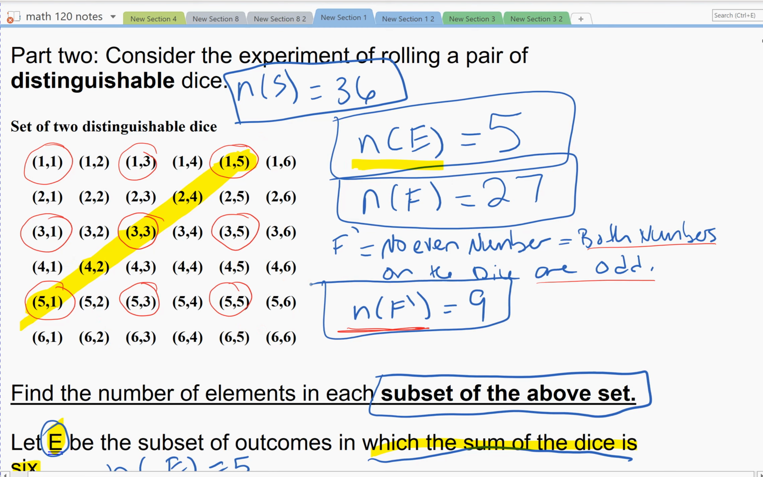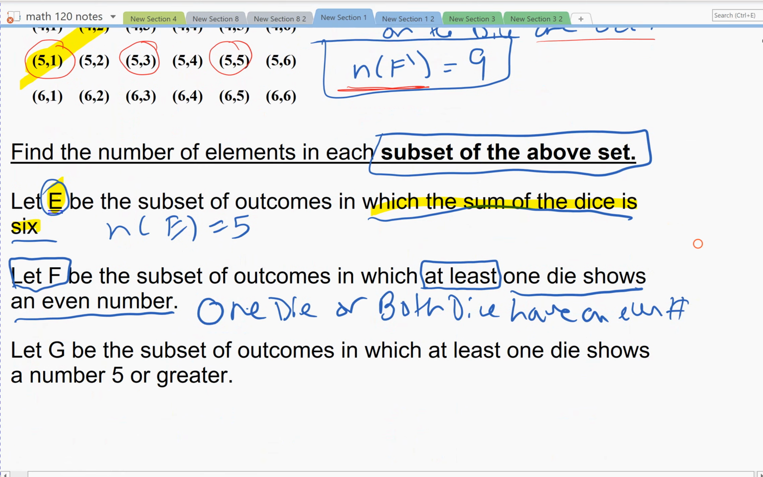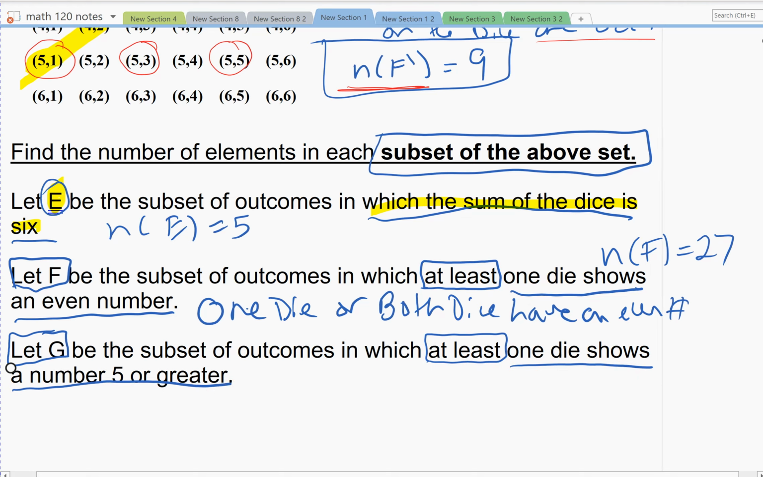Alright, so far those are the sets that we're counting. The number in E is 5. The number in F was 27. And then the last one of this example, or this part of this example, is set G. Set G is the set of outcomes where, again, at least one die shows a 5 or greater. Remember, at least one meaning one or more, which means one or both dice.